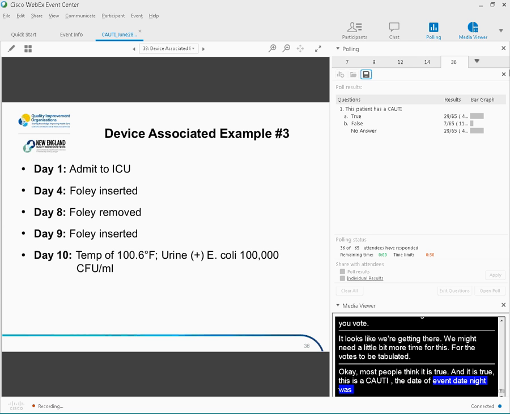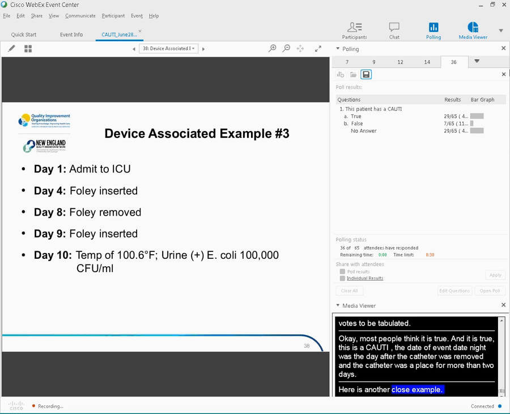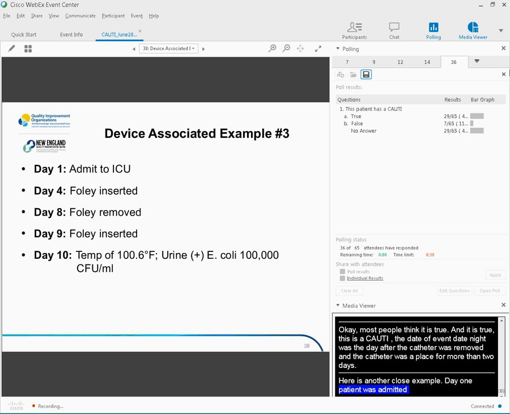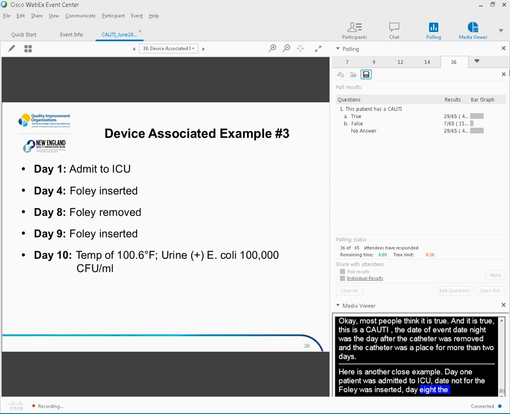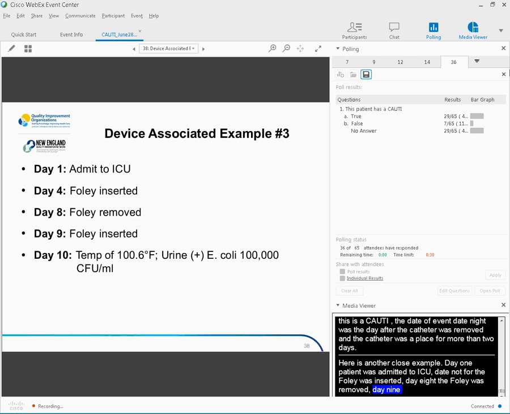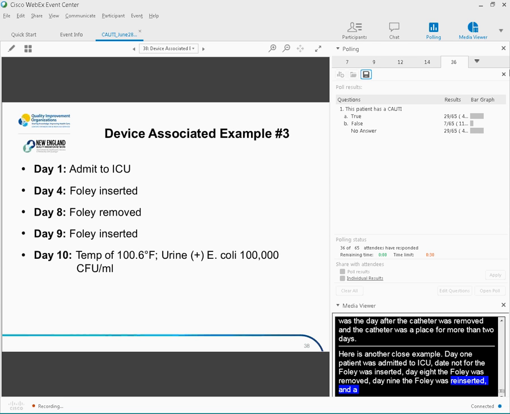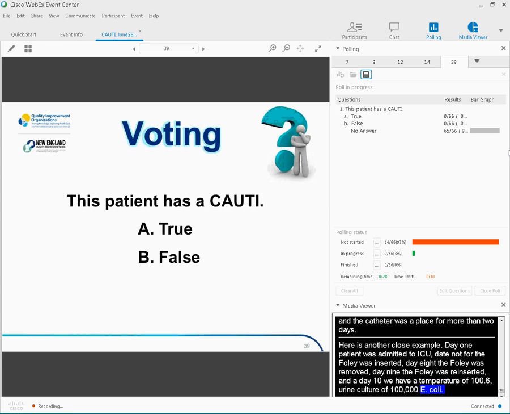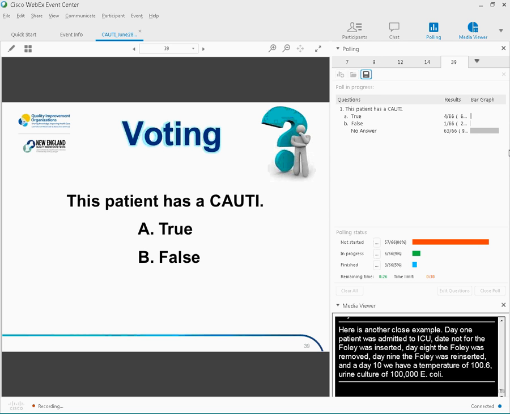Okay, here's another device-associated example. Day 1, patient was admitted to ICU. Day 4, the Foley was inserted. Day 8, the Foley was removed. Day 9, the Foley was reinserted. And day 10, we have a temp of 100.6, a urine culture of 100,000 E. coli. Okay. So now vote. This patient has a CAUTI, true or false? And I'll remind you to hit submit again.